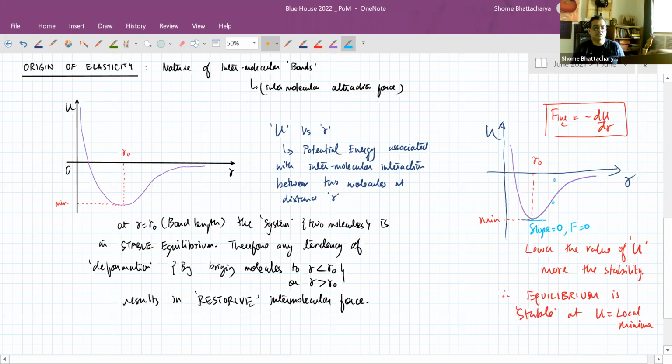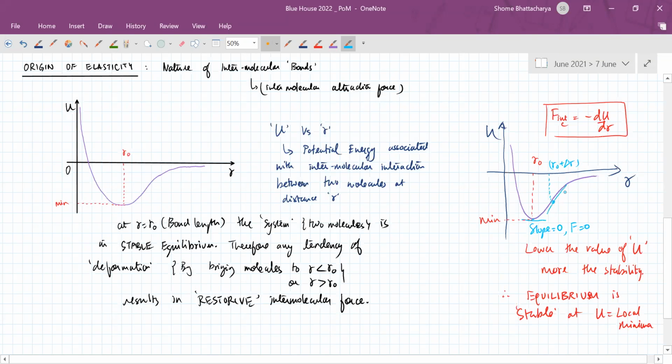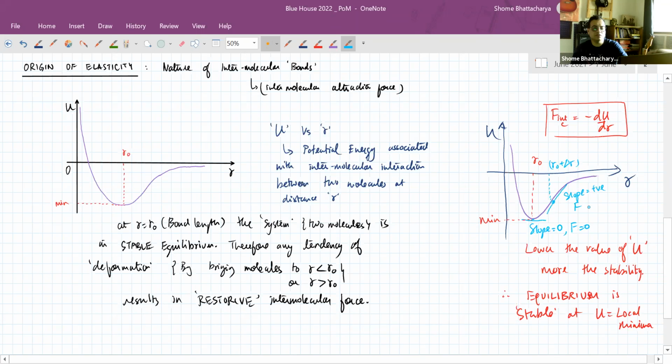But at a point like this, when I bring it to r naught plus delta r, that means I brought the two molecules further apart from their stable equilibrium position. The slope is positive. U is increasing, and you can see the slope is positive. So force is what type? It is negative. So instead of 0 force at this point, it will experience a force in this direction, which is restorative in direction.